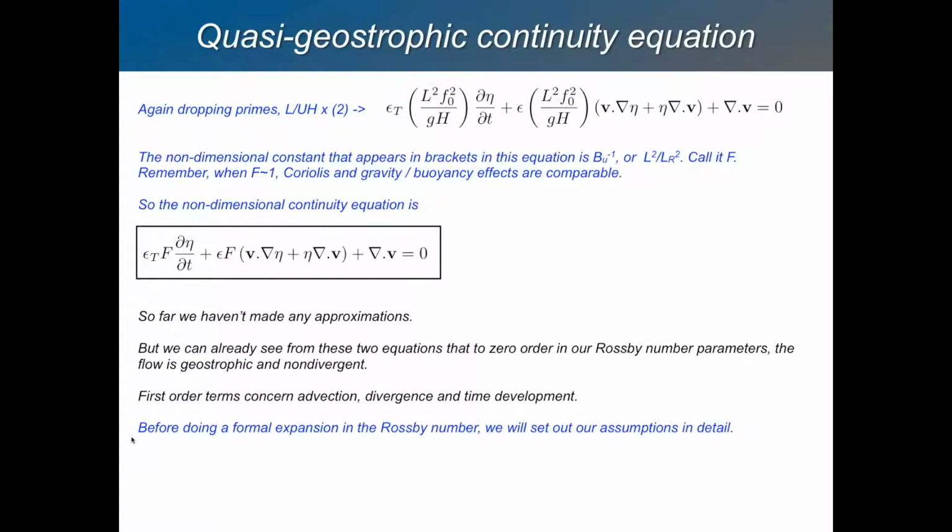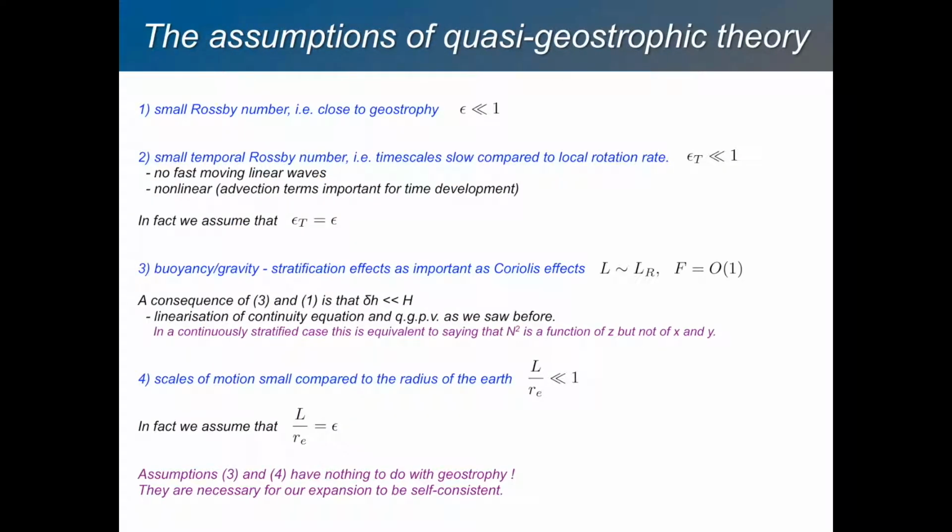But first of all, let's just set out all our assumptions one by one, so we're clear about it. Assumption number 1, Rossby number is small, right? We're close to geostrophy. Assumption number 2, the temporal Rossby number is also small. And in fact, we're going to say that it's equal to the Rossby number. And as I hinted at before, what that means is that our scaling for velocity is consistent with our scaling for length and time. That means that our velocity is just the flow velocity. It's not some wave velocity which could go much faster. So what we've done here by assuming this is we've eliminated very fast surface gravity waves. We've eliminated tides, for example, which can go very, very fast.